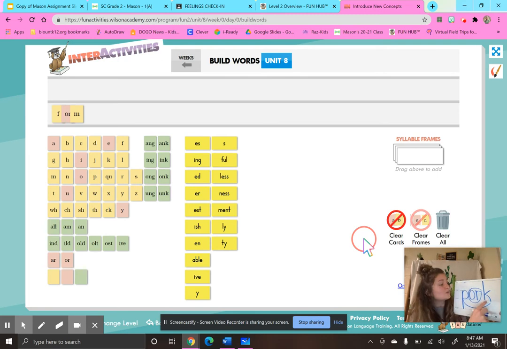Pork. So remember, CK goes after a short vowel sound. So it's only going to end with a K. So p or k, pork. What is the R controlled vowel? Or. Now I want you to change the word pork to park.